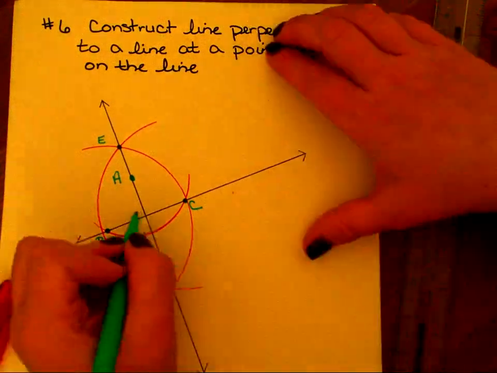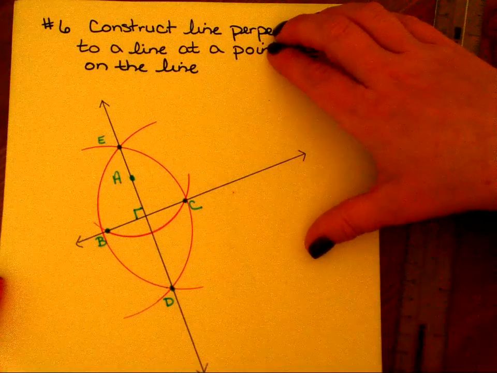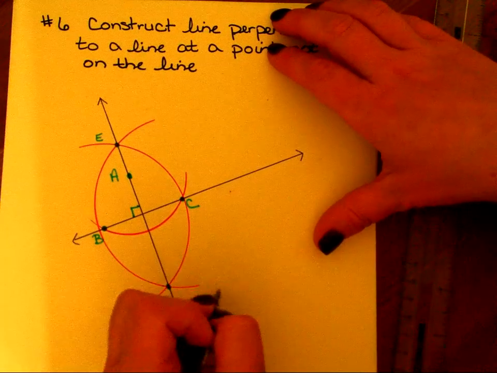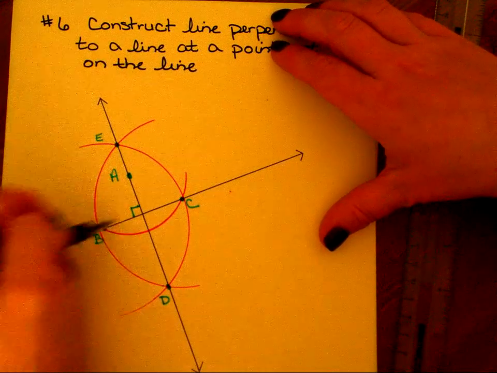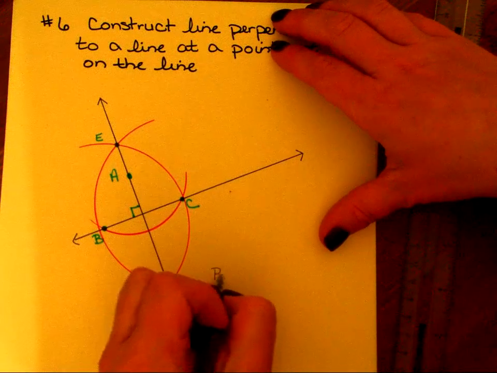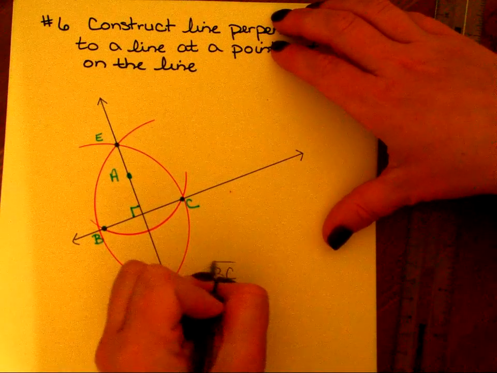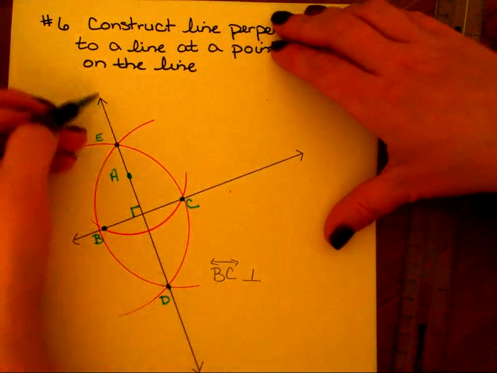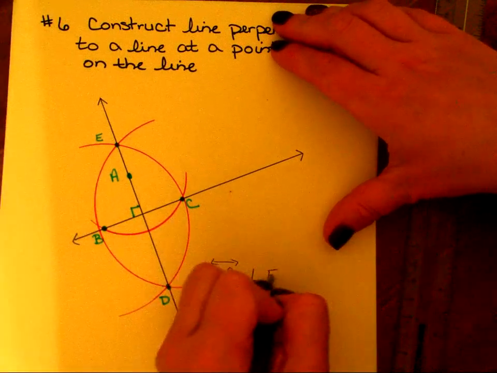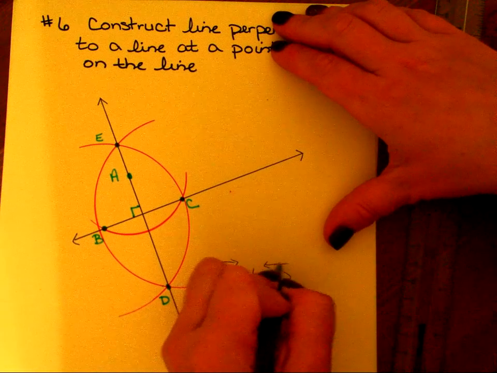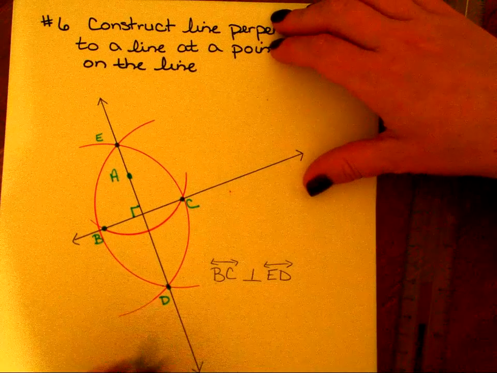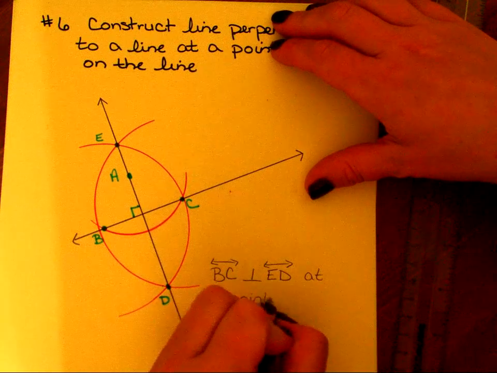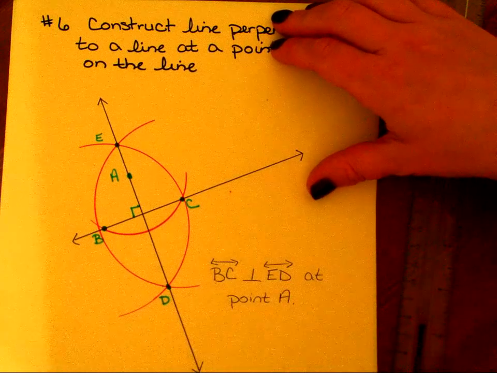So again, I'm going to put my right angle mark down here, and I'm going to write my statement. This time we have the original line, BC, is perpendicular to line, let's call this one ED, at point A, because that was my original point.